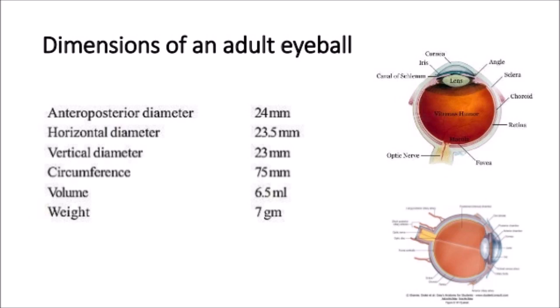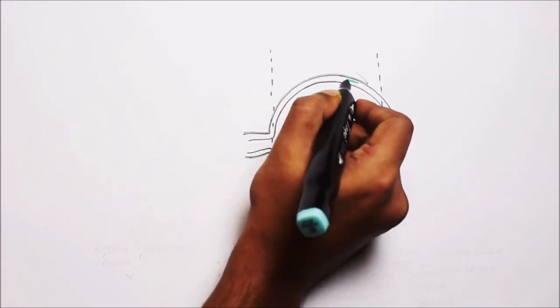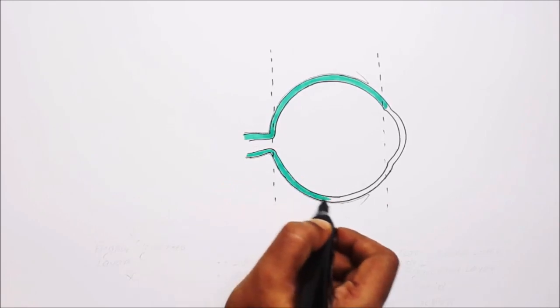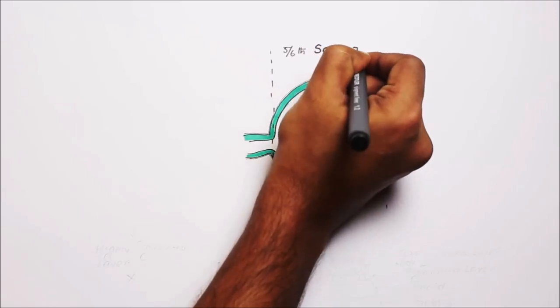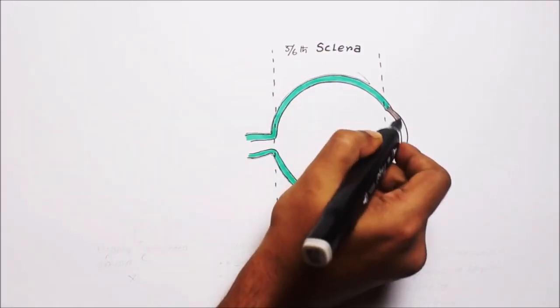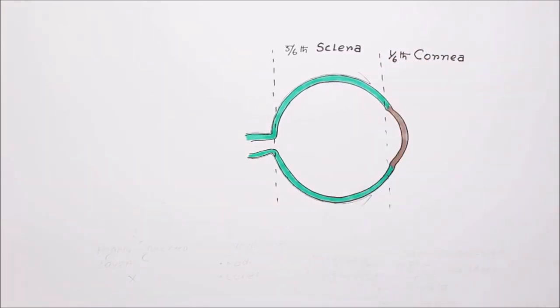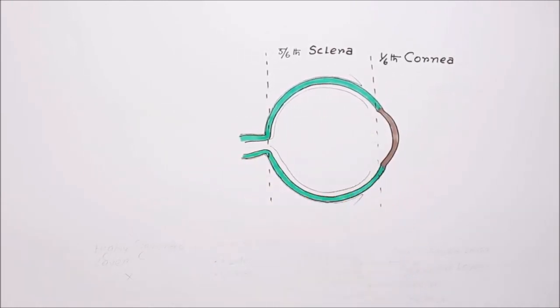Now the eyeball has three coats. The fibrous coat, second layer is the vascular coat and the innermost is the neural layer, that is retina. The fibrous coat is formed of two layers. The posterior 5/6 is opaque sclera and the anterior 1/6 part is transparent and is called cornea. Junction of sclera and cornea is called limbus.